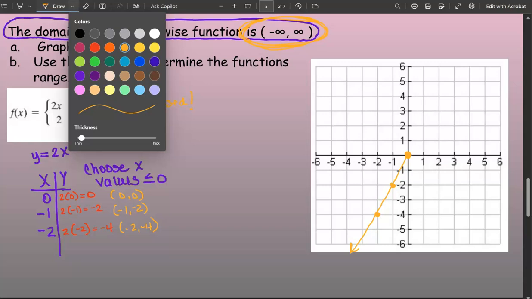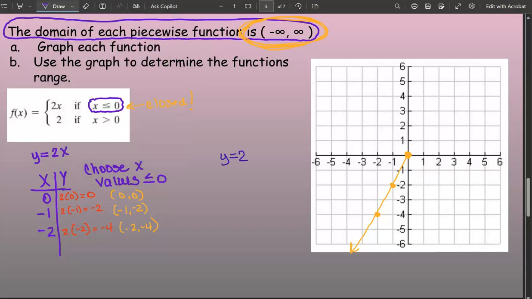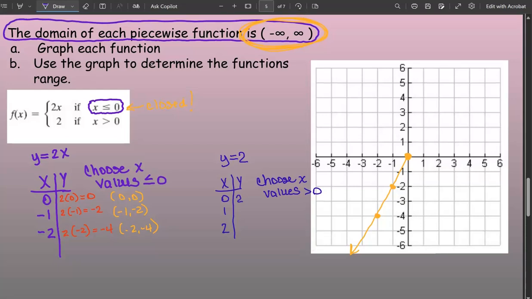So this next one, we have y is equal to 2. So I'm going to build my table, and I'm going to choose x values greater than 0. So I'm going to choose 0, 1, and 2. Well, no matter what x is, my y value is 2, because that's what my function tells me. So 0, 2, and I'm going to ask you a question. Is this going to be open or closed? It is going to be open because it is not equal to it. At 1, I'm at 2. At 2, I'm at 2. At 3, I'm at 2. I could go on forever.